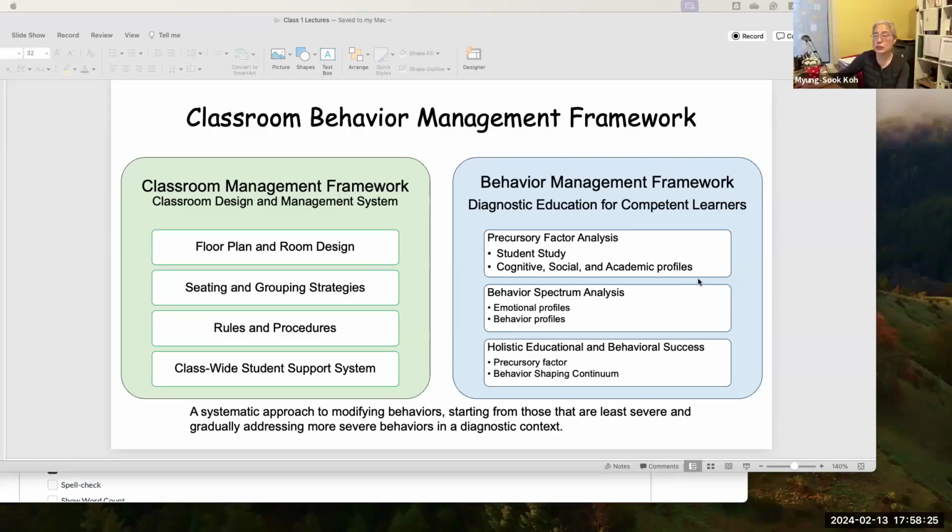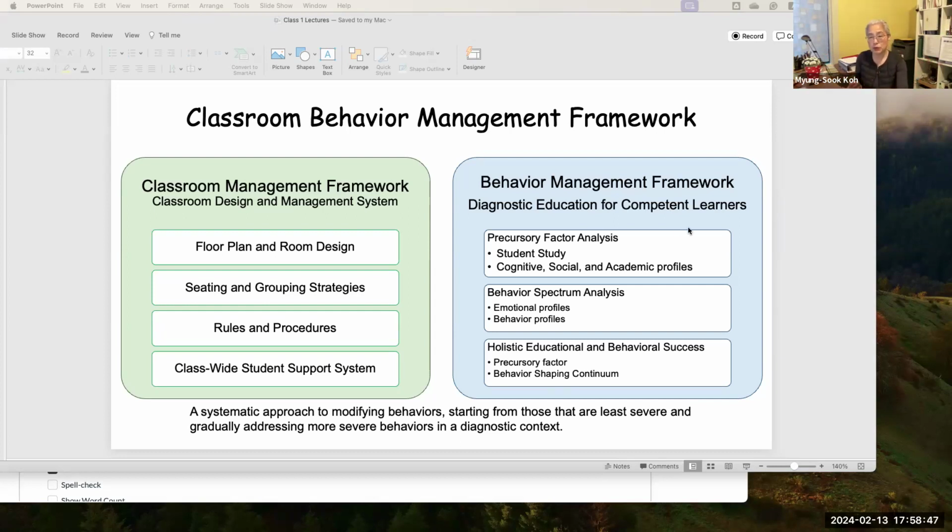So anyway, let me share this slide, so you can have a visual aid for this part. This is another quiz question I asked about the classroom behavior management framework. We have two sets when we say classroom management and behavior management. As I said, chapter 11 and chapter 12 are about the classroom management part. And then the behavior management part is chapter 14.